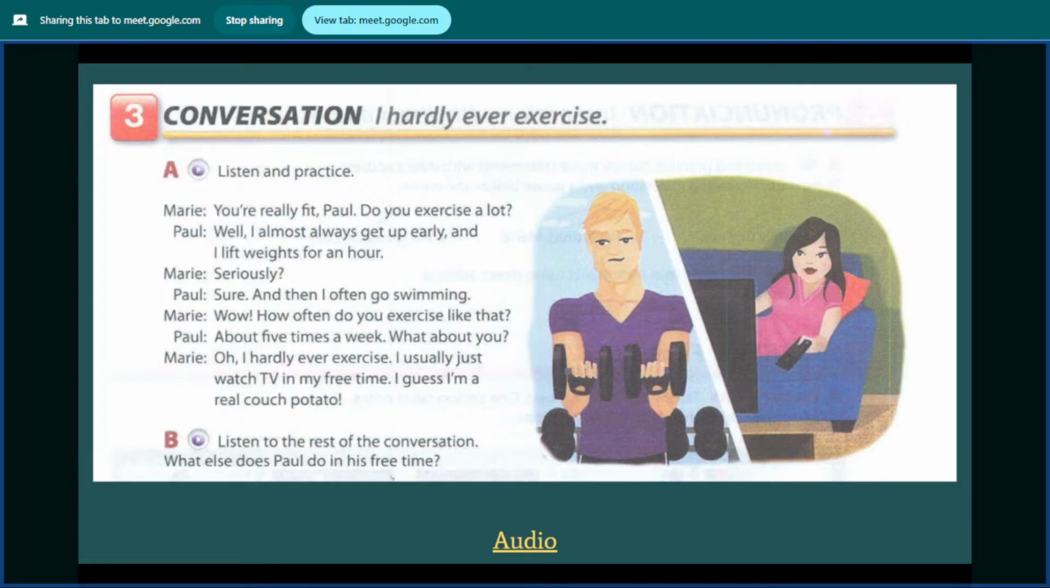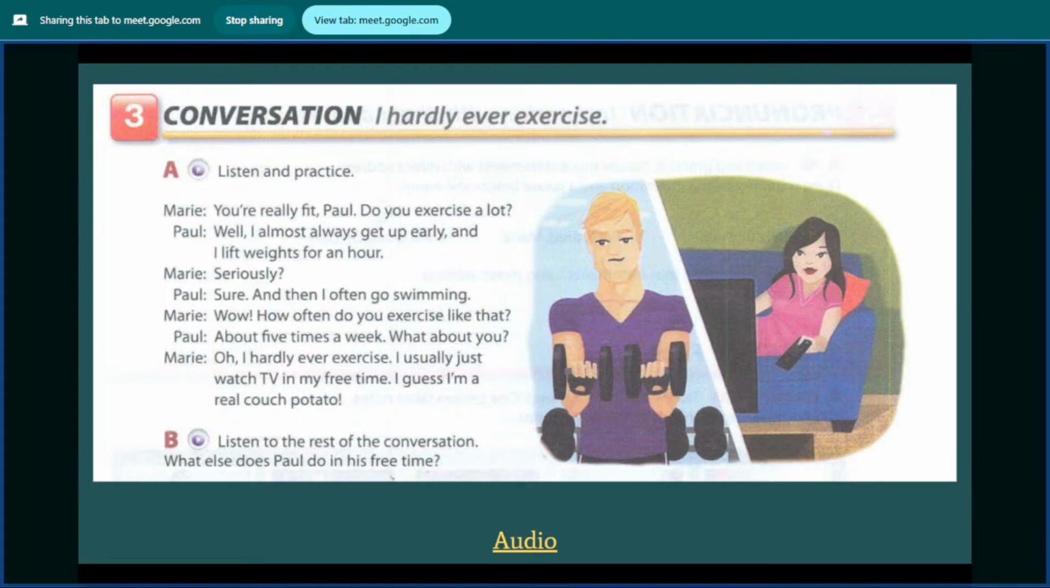Yes. Okay, so how often do you exercise like that? I already told you at the start what it means, how often you exercise. Okay, then he says about 5 times a week. What about you? Then she says, I hardly ever exercise.